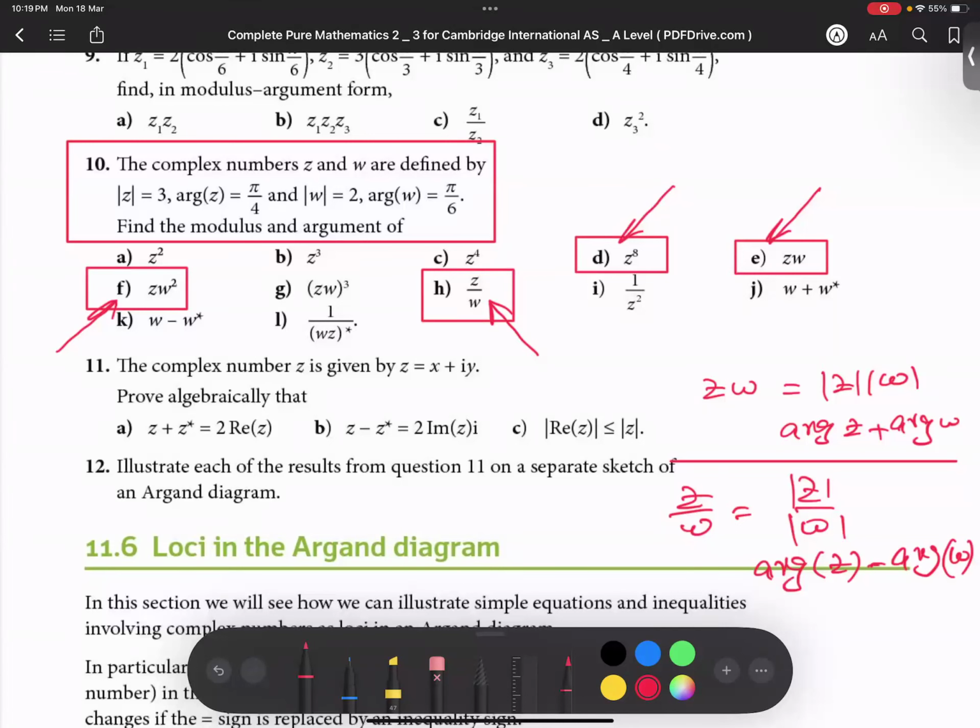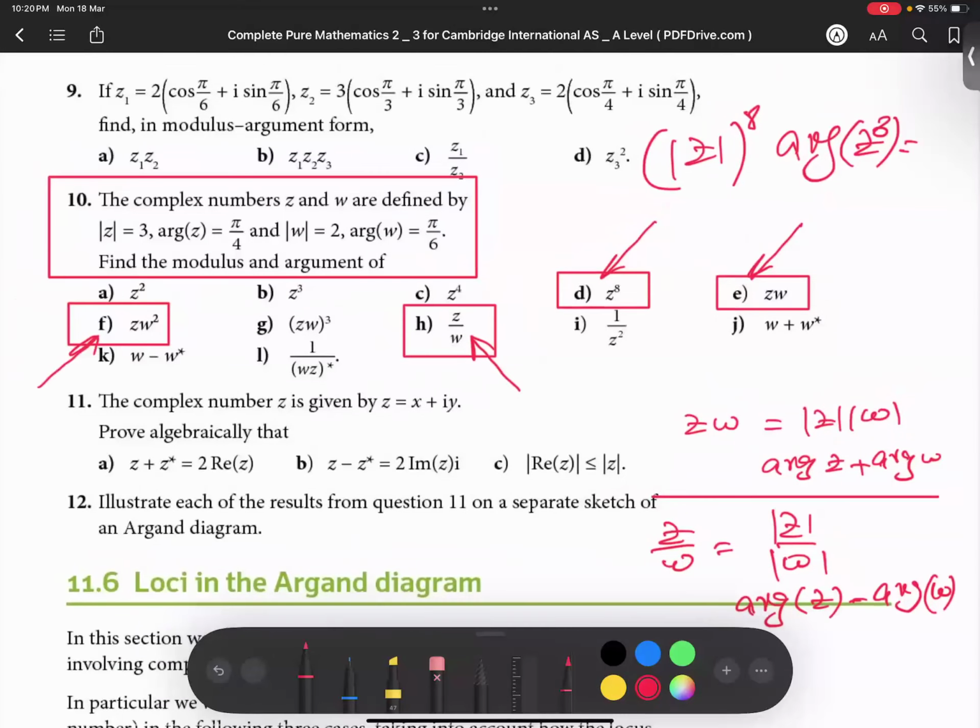So all people try this question. The power is very clear, not a hard job. The modulus will take power 8, so power 8 of the modulus will come directly on the top like this. But for the argument of Z to the 8, you know what happens, students? 8 will multiply with the argument. First, you try this question, then I'll do this question myself. So take your time, please.